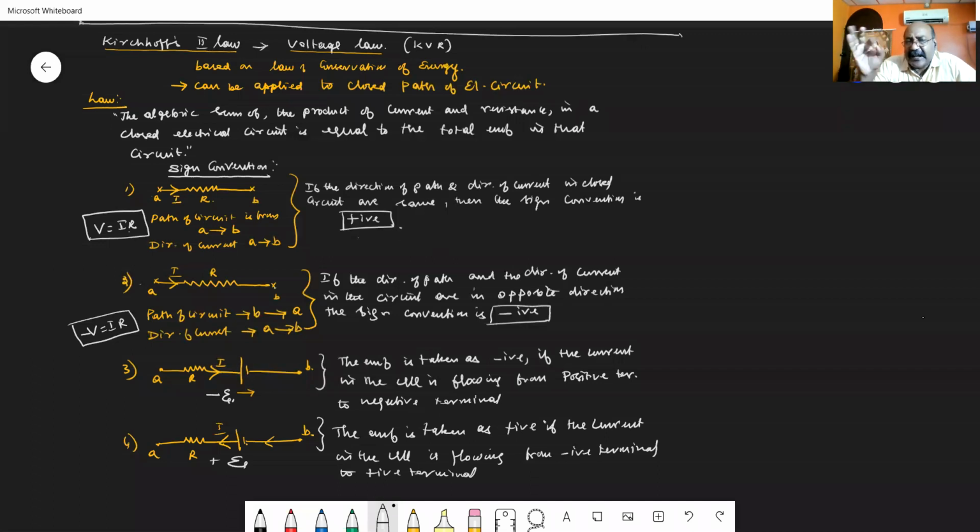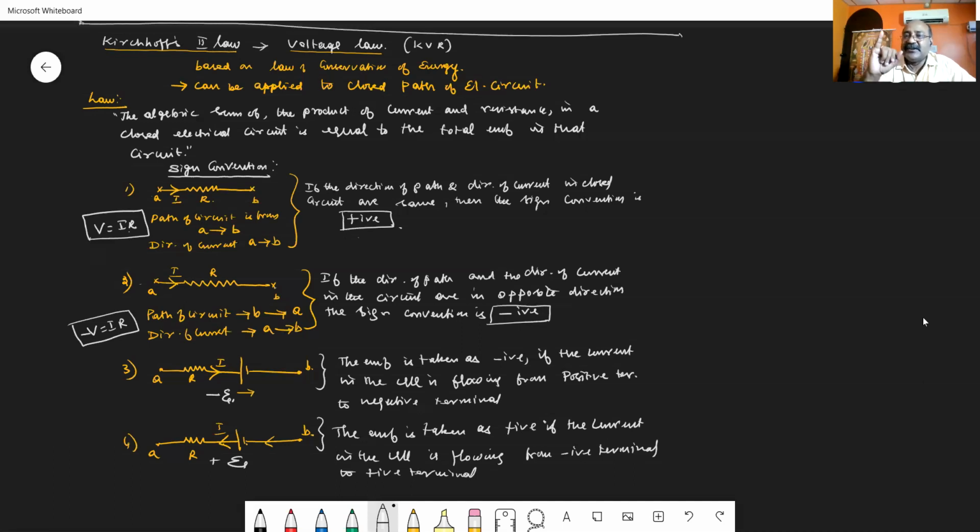See, according to Kirchhoff's second law, which is based on the law of conservation of energy, it can be applied only to the closed path of an electrical circuit, or only to closed circuits. The law states that in a closed circuit, the algebraic sum of the product of current and resistance is always equal to the total EMF that is available in that circuit. For applying Kirchhoff's second law, we have to go for a sign convention. There are 4 sign conventions summarized.